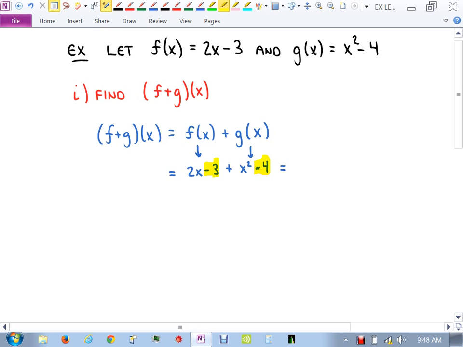I can't put the 2x with the x squared. So what would be the correct answer in descending order? Highest power of x down. Yep, that's it. X squared plus 2x minus 7. That's it. Don't set that equal to 0 and try and factor. That's not what we're doing. All we're doing is we're figuring out what these 2 functions are if we add them together.